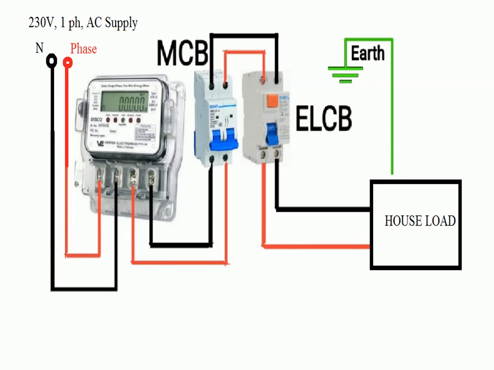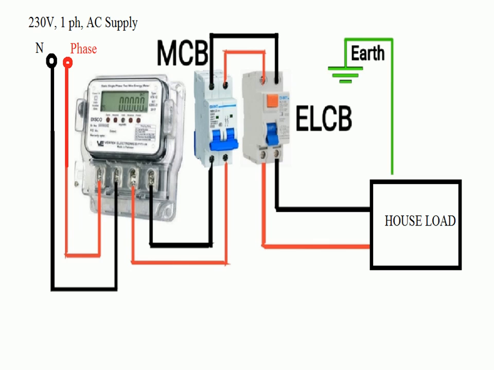Now you can observe the single line diagram of a simple wiring exercise. First, we receive the supply through the service lines, that is, from the pole to the house. Those are referred to as service lines. Once these lines come to the house, first they go to the meter board, which mainly consists of the energy meter.